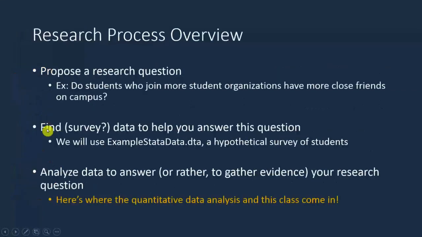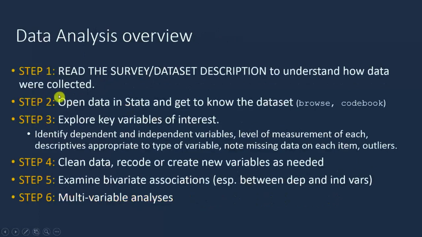So previously, we proposed this question: do students who join more student organizations have more close friends on campus? So I want to identify what the independent and dependent variables are. That's one of the things that we're going to learn in this class. Hopefully you've already learned this in methods, but we'll review. And then talk about how each variable is measured, what's called the level of measurement. Again, hopefully you've done this in methods class, but if not, we will review.